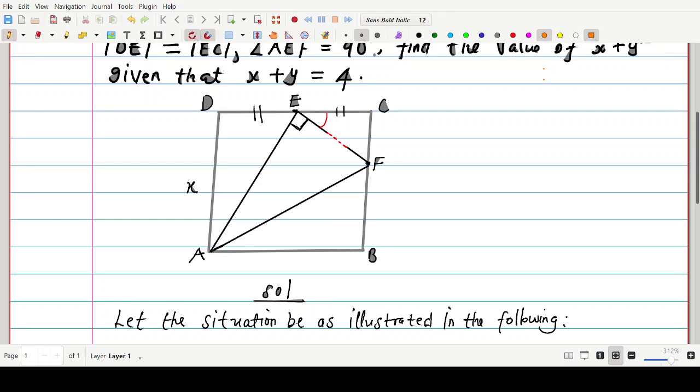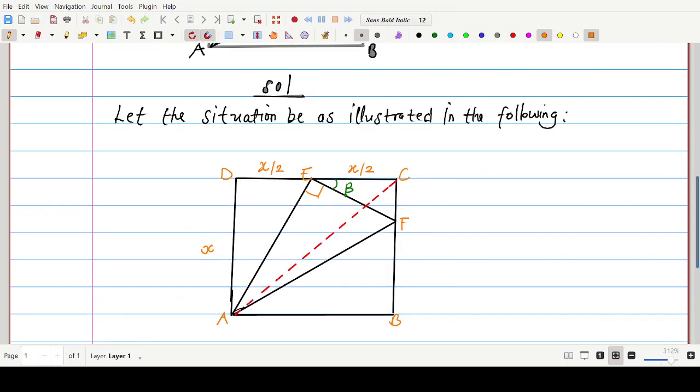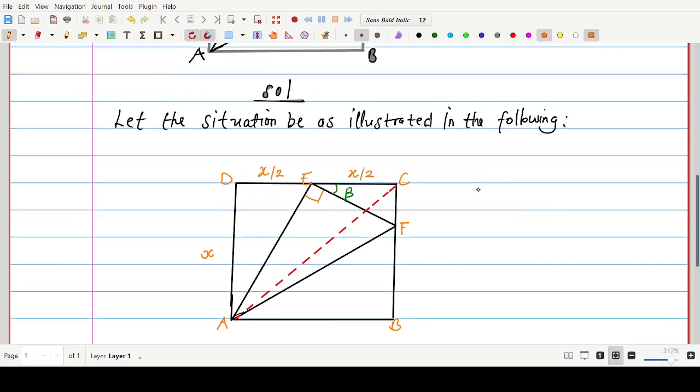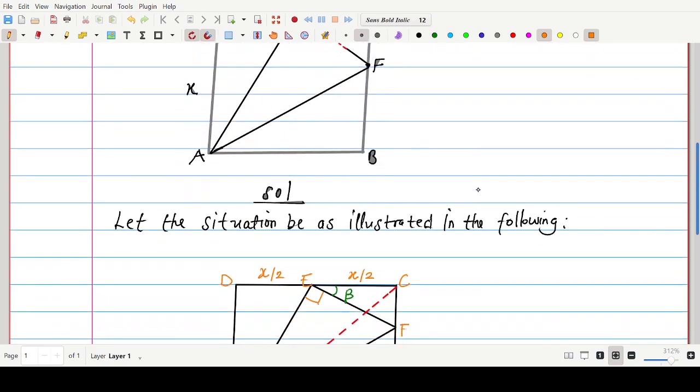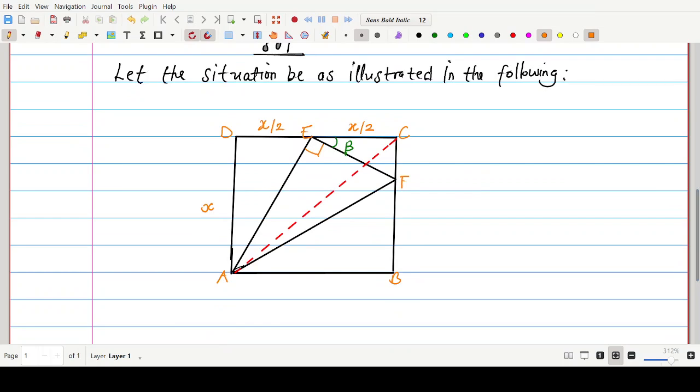So because of that, let the situation be as illustrated in the following diagram. Look at the way I drew it again. It's the same diagram you are seeing over here, but I redrew it in such a way that I have put in profitable constructions. And the construction here is to connect A to C. That is the only construction. Now, the line AC is called the diagonal of the square.